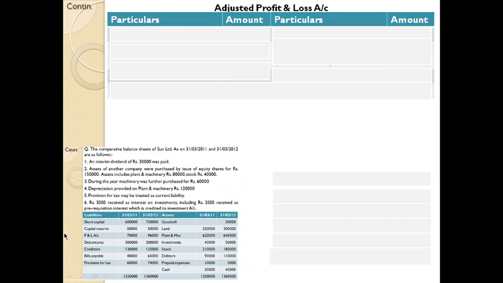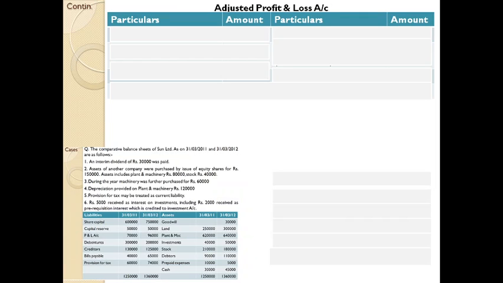details given in the question. For preparation of profit and loss account, we first begin with the P&L account given in the question. It is given that in the opening it was 70,000, in the closing it was 96,000. So as per the adjusted profit and loss account, first of all you need to record these two balances.